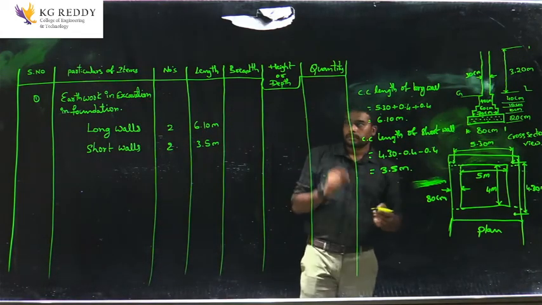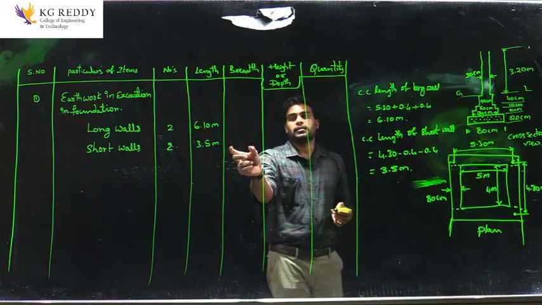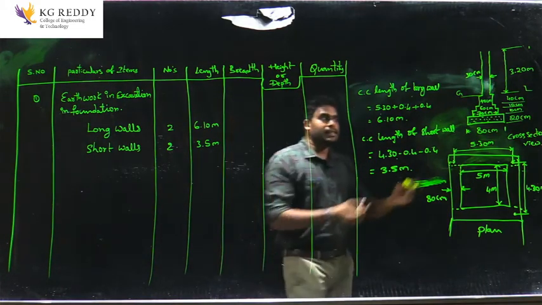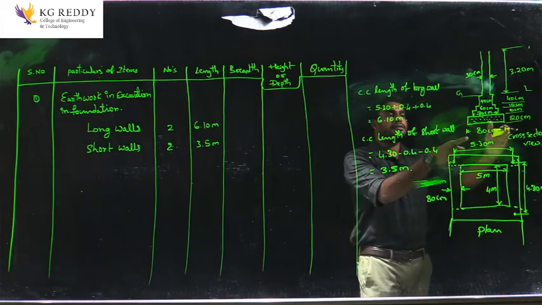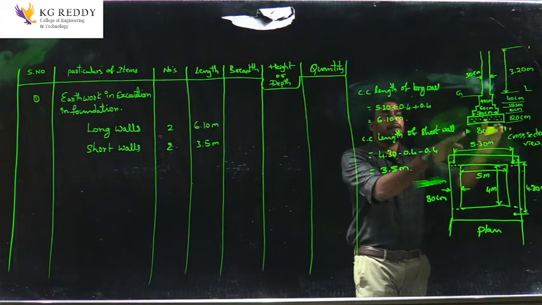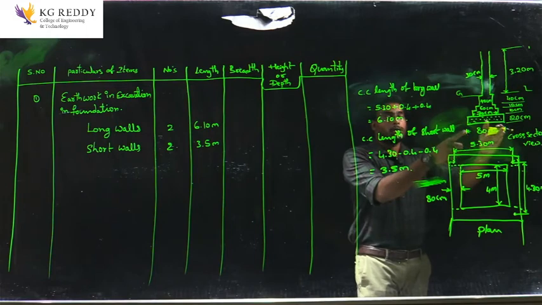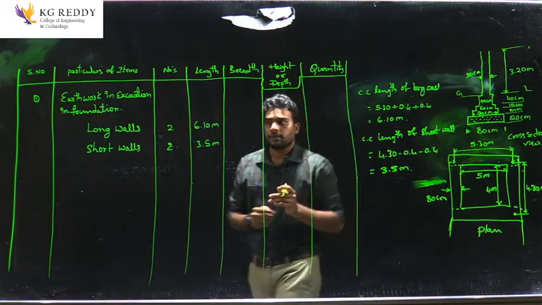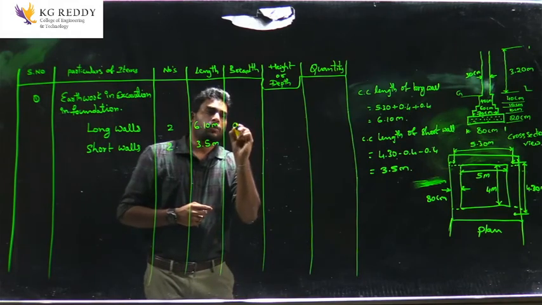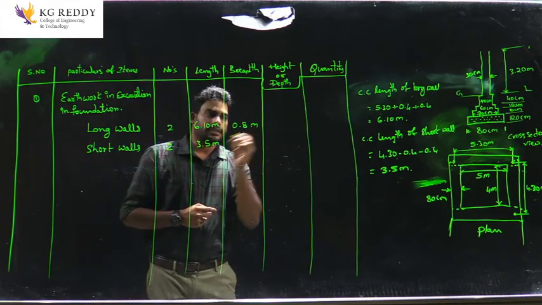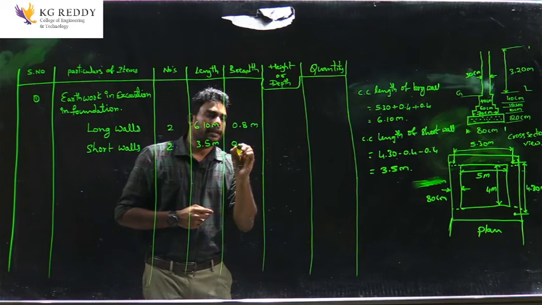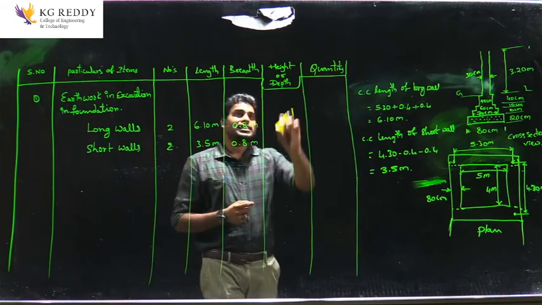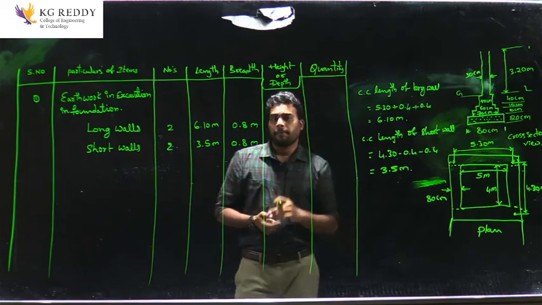Now the width of the excavation. Already in this diagram it is mentioned that the width is 80 centimeters. So the width of the excavation is 80 centimeters. Convert into meters, it will be 0.8 meters. Here also 0.8 meters. Now this is the height or depth.